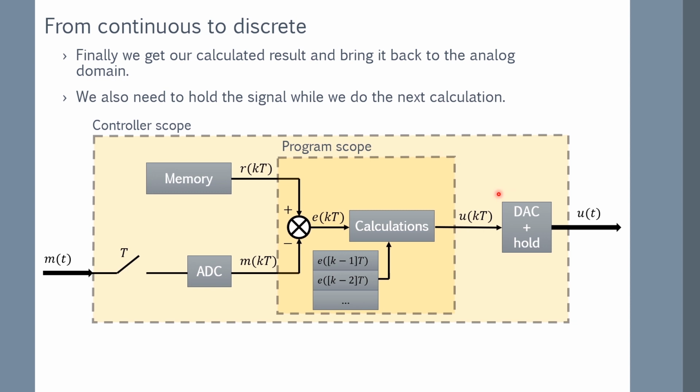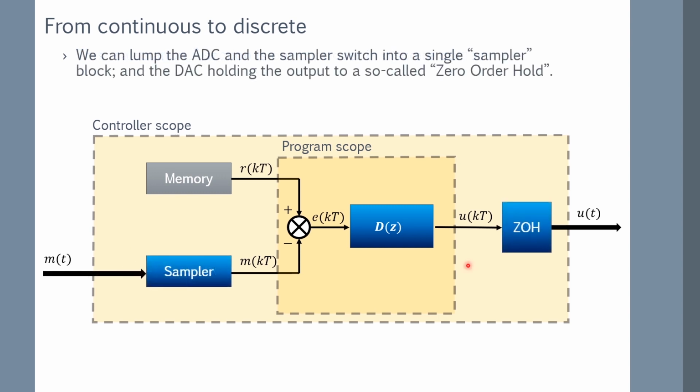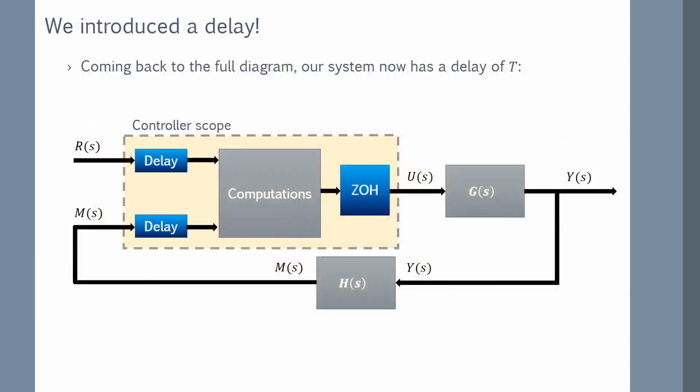Okay, so I'm going to compress this a little bit. And these calculations, we're actually going to compress into the transfer function that we call D(z). z is this discrete domain variable that we're going to discuss. And we're going to use this as a zero order hold. And here we're going to model this as a sampler. Okay, so let's plug this back into our analog system.